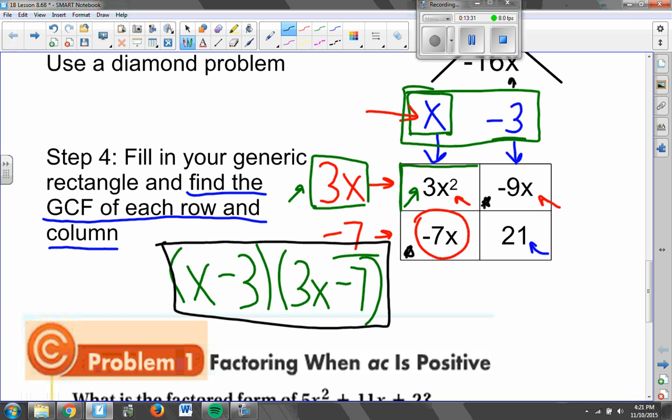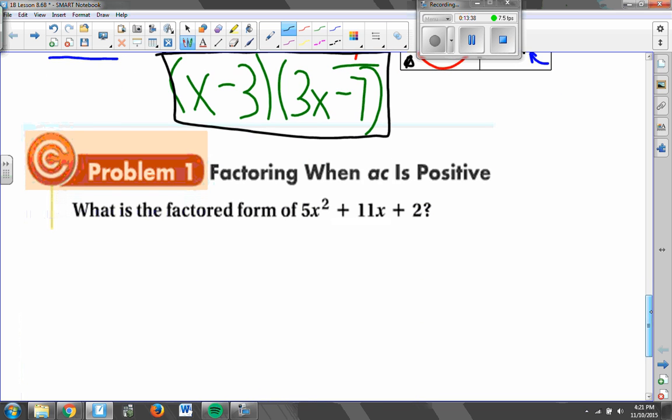I'm going to go through one more example with you and then give you one problem to do on your own. Please write down this example with me. Factoring this expression here, 5x squared plus 11x plus 2. I'm going to go back through my 4 steps with this problem, then give you one to do on your own.